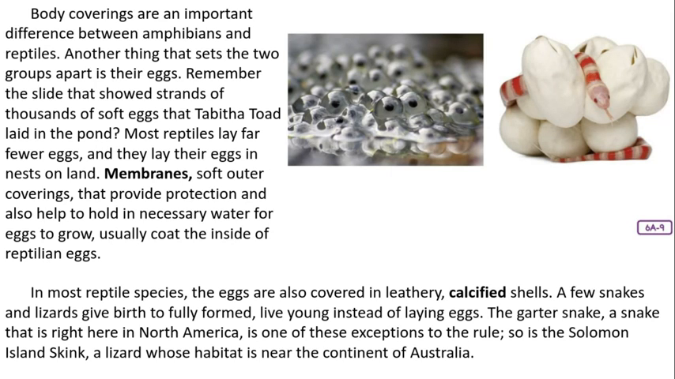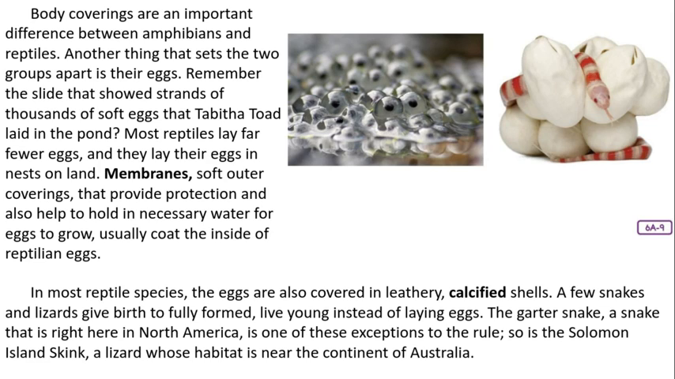Body coverings are a very important difference between amphibians and reptiles. Another thing that sets the two groups apart is their eggs. Remember the slide that showed strands of thousands of soft eggs that the Tabitha toad laid in the pond? Most reptiles lay far fewer eggs, and they lay their eggs in nests on land. Membranes, soft outer coverings that provide protection and also help to hold in necessary water for eggs to grow, usually coat the inside of reptilian eggs. In most reptile species, the eggs are also covered in leathery, calcified shells.